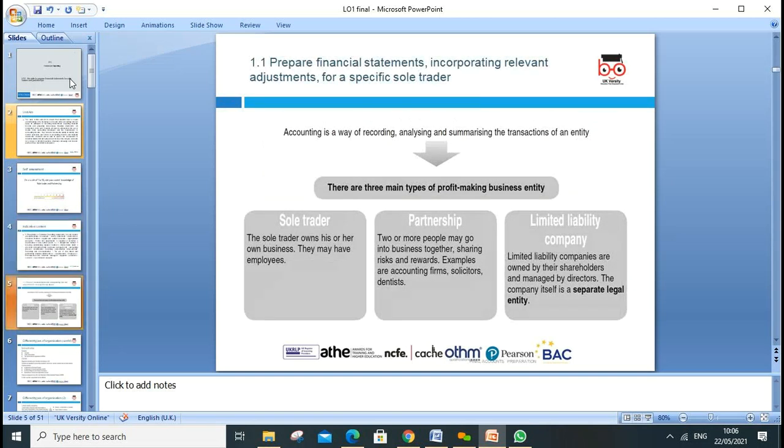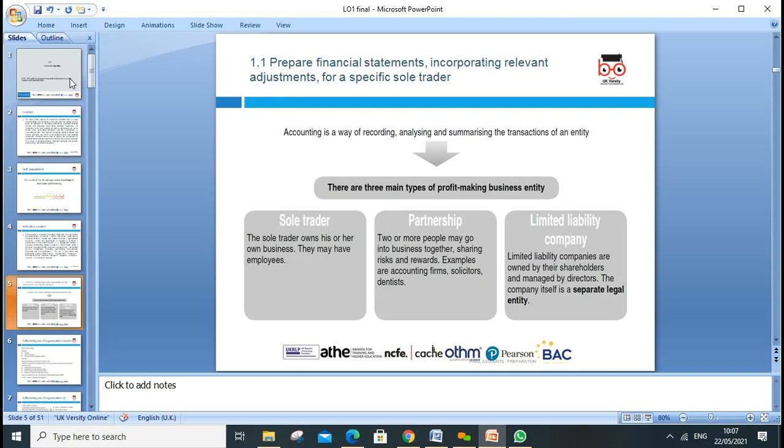Okay, those are the indicative contents. In 1.1, we prepare the financial statements incorporating relevant adjustments for a specific sole trader. First of all, we need to know the difference between a sole trader, a partnership, and a limited company. Sole trader, we all know, because we all work in accounts and deal with a number of clients. A sole trader means one person owns the business solely, and all the risk and reward goes to that one person.